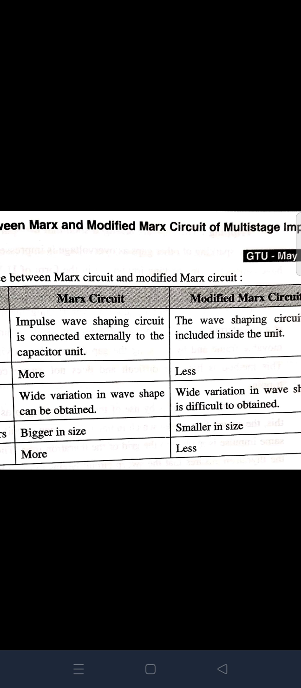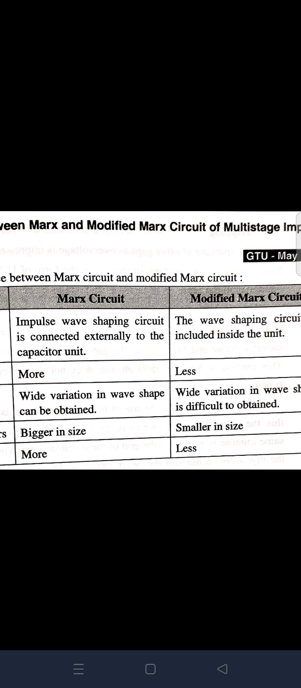Space required is more in Marx circuit and less in modified. Wave shape variation: wide variation can be obtained in wave shape, while in modified Marx circuit wide variation in wave shape is difficult to obtain. Marx circuit is bigger in size. What is this size? It is the size of control resistors, and they are smaller in size in modified Marx circuits. The cost is more for Marx circuit and less for modified Marx circuits.